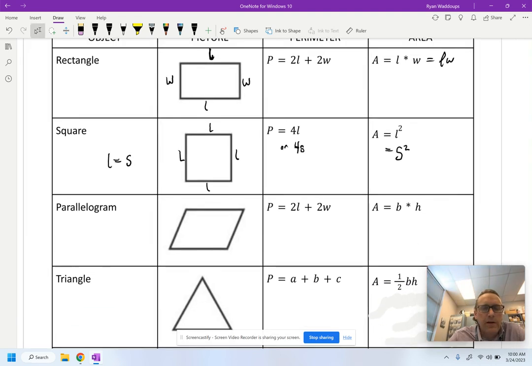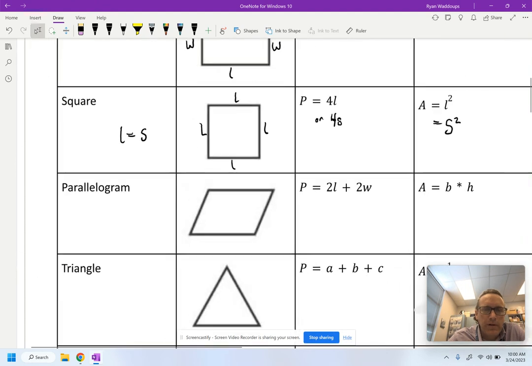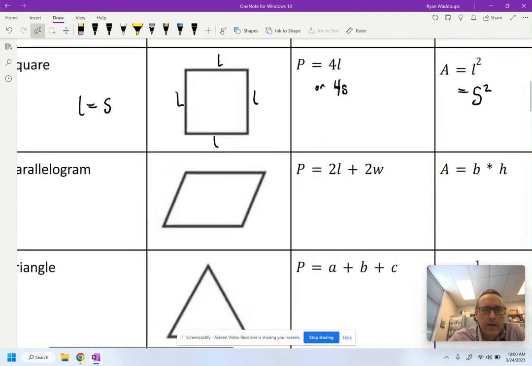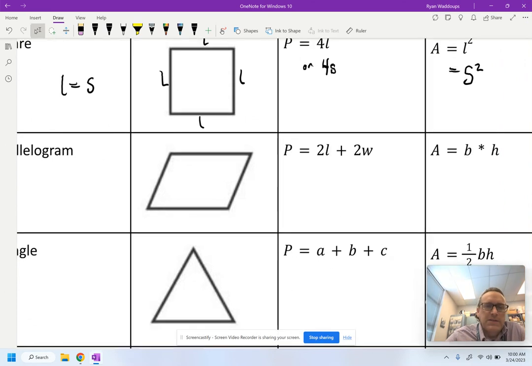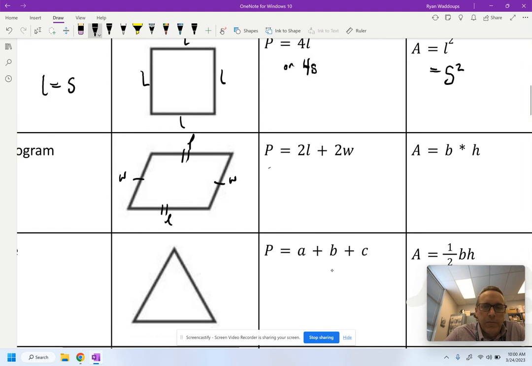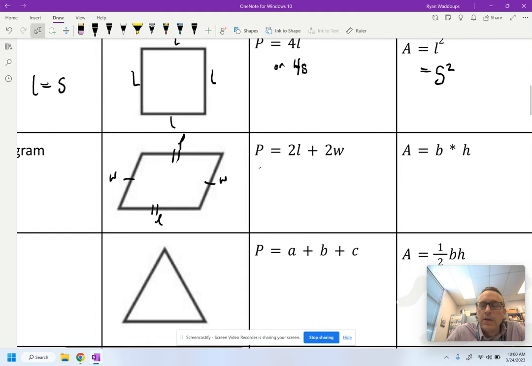Okay. Parallelogram. So a parallelogram is like a rectangle, but the sides do not have to be at right angles to each other. But the opposite sides are congruent. So this side and this side will be the same, and this side and this side will be the same. And so if we're using this formula, length and width, then this is the length, and this is a length, and this is a width, and this is a width. And that would give us the perimeter, just like the rectangle.